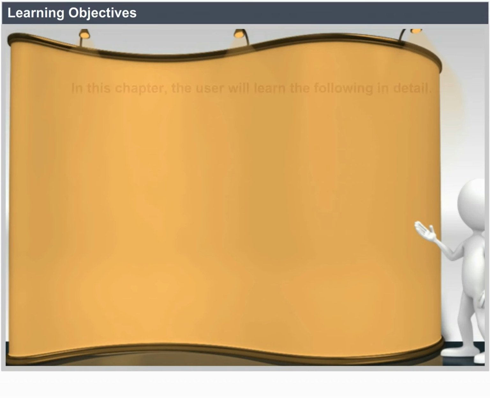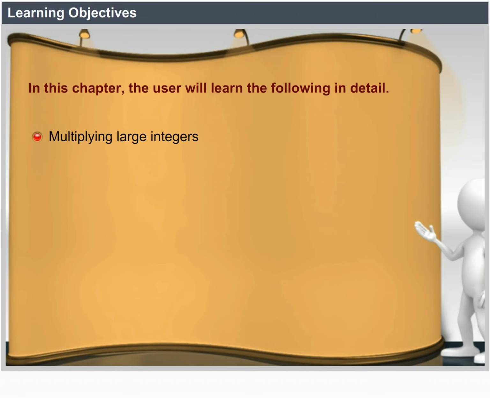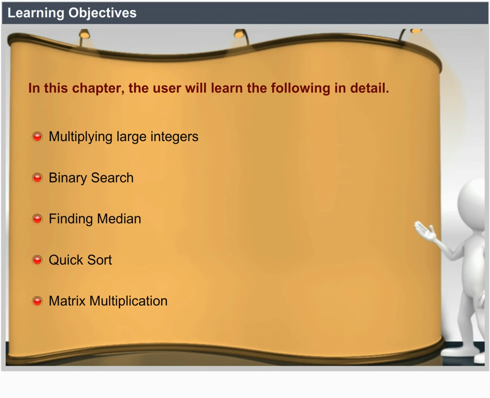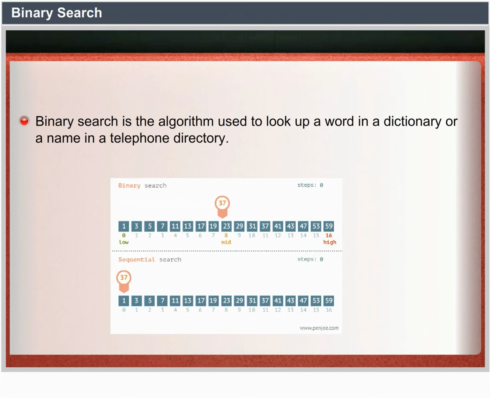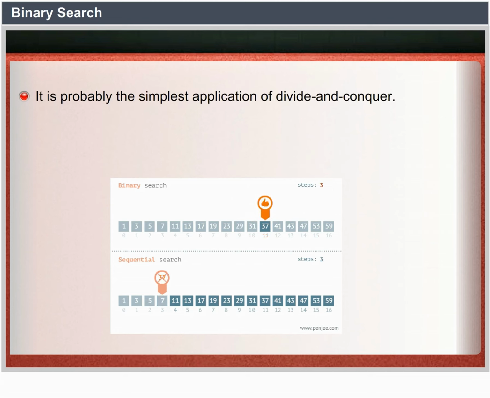Learning objectives. In this chapter, the user will learn the following in detail: multiplying large integers, binary search, finding median, quick sort, matrix multiplication. Binary search. Binary search is the algorithm used to look up a word in a dictionary or a name in a telephone directory. It is probably the simplest application of divide and conquer.